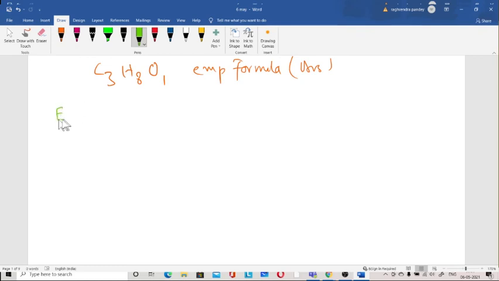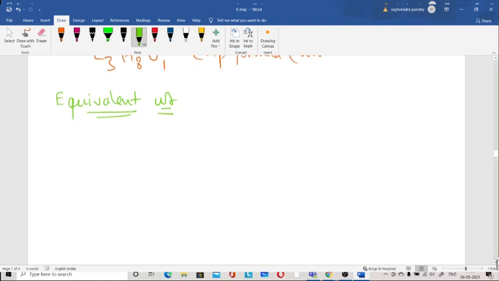The next topic is equivalent weight. Basically, equivalent weight was used earlier; now we are using moles, so it is not of much use. But it is there in the syllabus, sometimes they ask. So what is equivalent weight? It basically depends upon the molecule, what type of molecule you have.